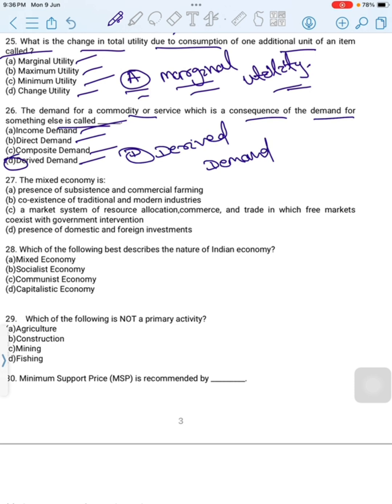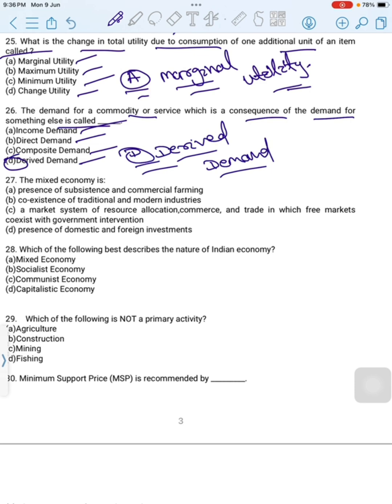The demand for a commodity or service which is a consequence of the demand for something else is called derived demand. For example, if the demand for printers increases, then the demand for paper will also increase. The increase in the demand for paper due to the increase in the demand for printers is known as derived demand. Correct option is option D.